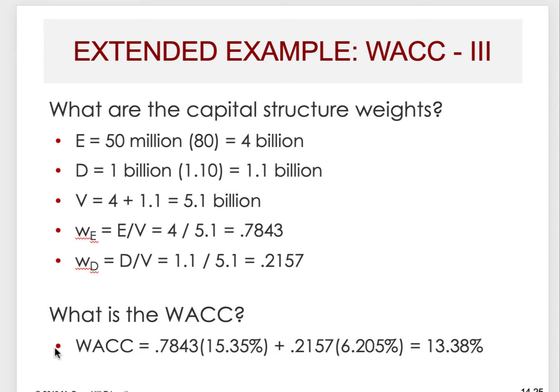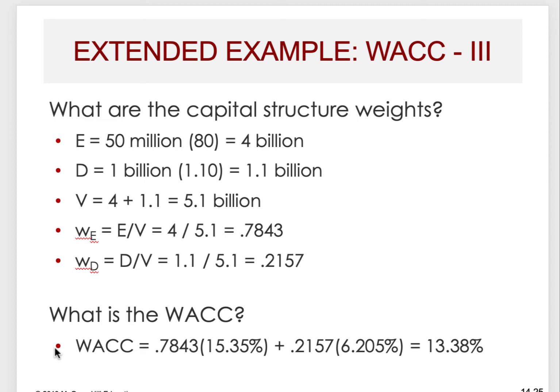What is our total market value? The 4 billion plus the 1.1 billion gives us 5.1 billion. Now I can figure out my weights. Weight of equity, again, I take the 4 billion divided by the 5.1. I get 78%. For debt, I do the same exact calculation, D divided by V, 1.1 divided by 5.1 gives me basically 21%.